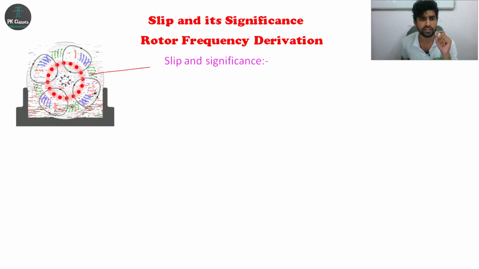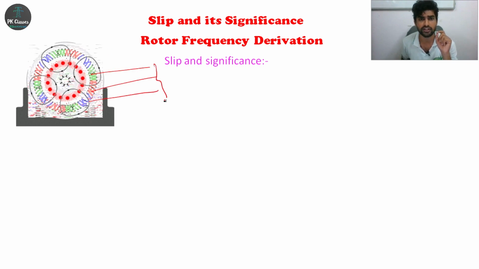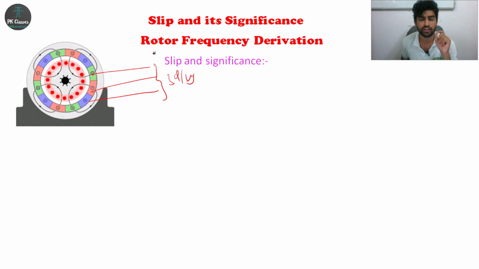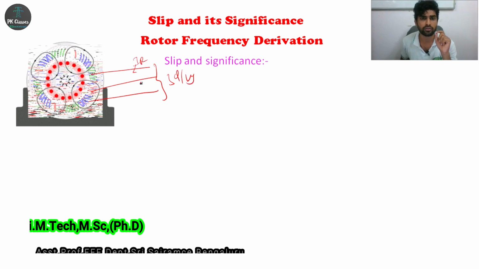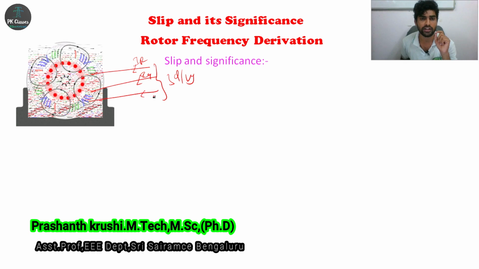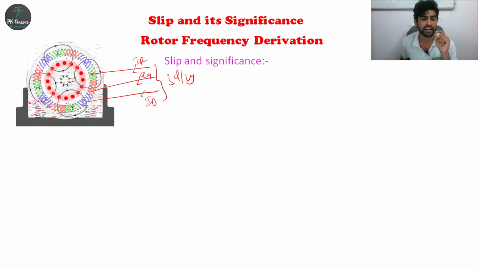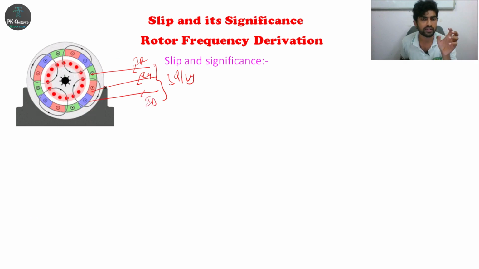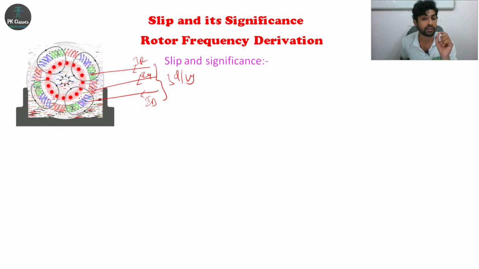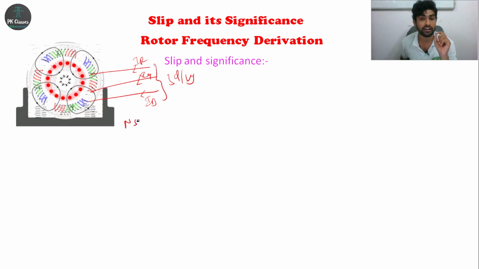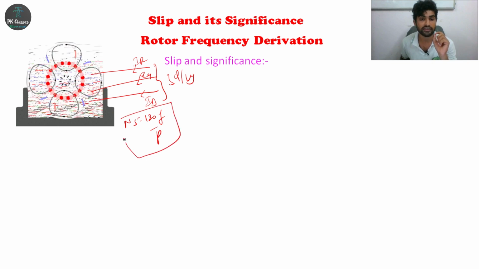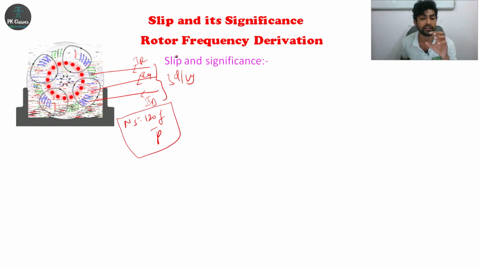I'll be giving a three-phase supply over here because it's a three-phase induction motor. Due to the three-phase voltage, current will flow through the three-phase winding in the stator. When the coil carries a current, what happens? It produces flux. The produced flux rotates at a speed of Ns = 120f/P, also called the synchronous speed or rotating magnetic field speed.